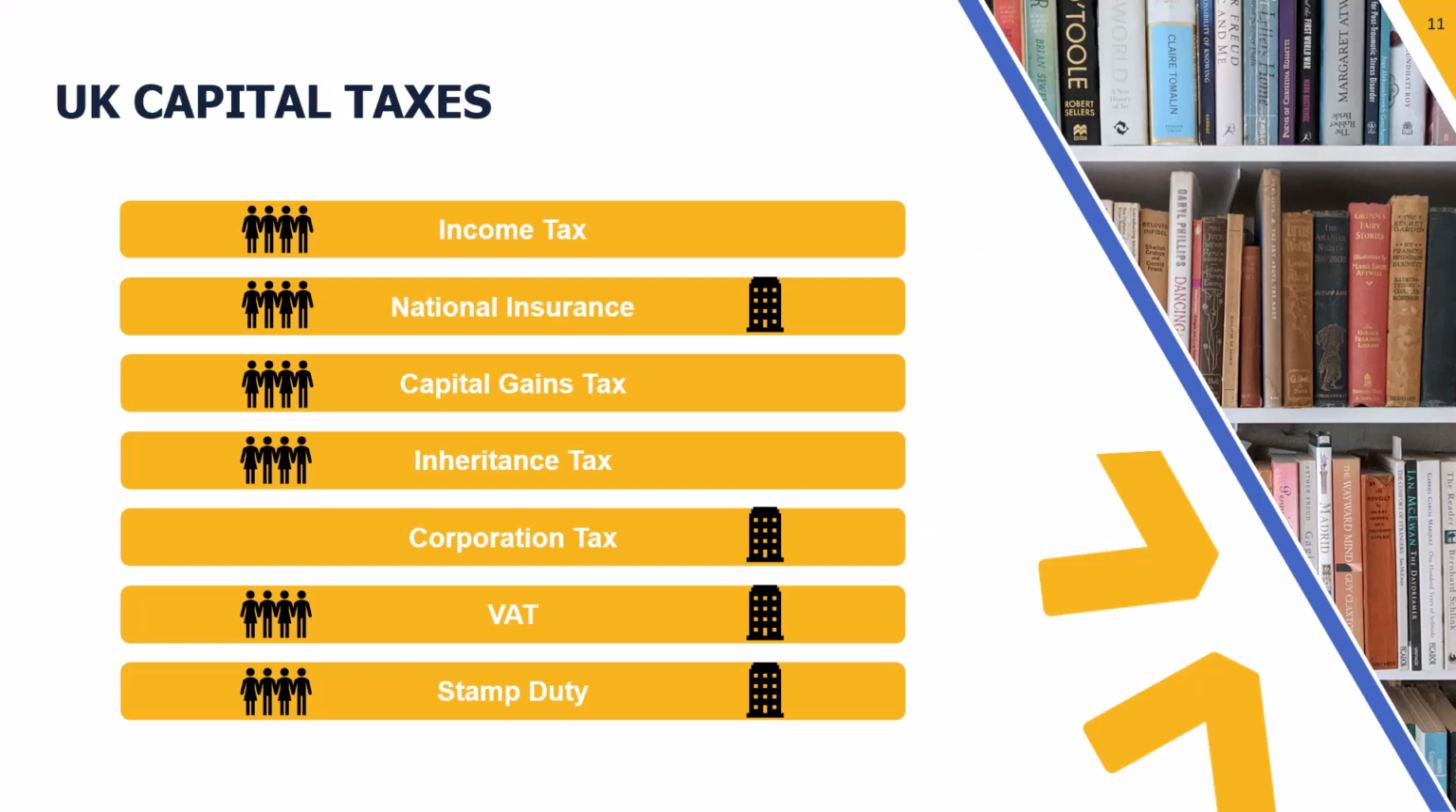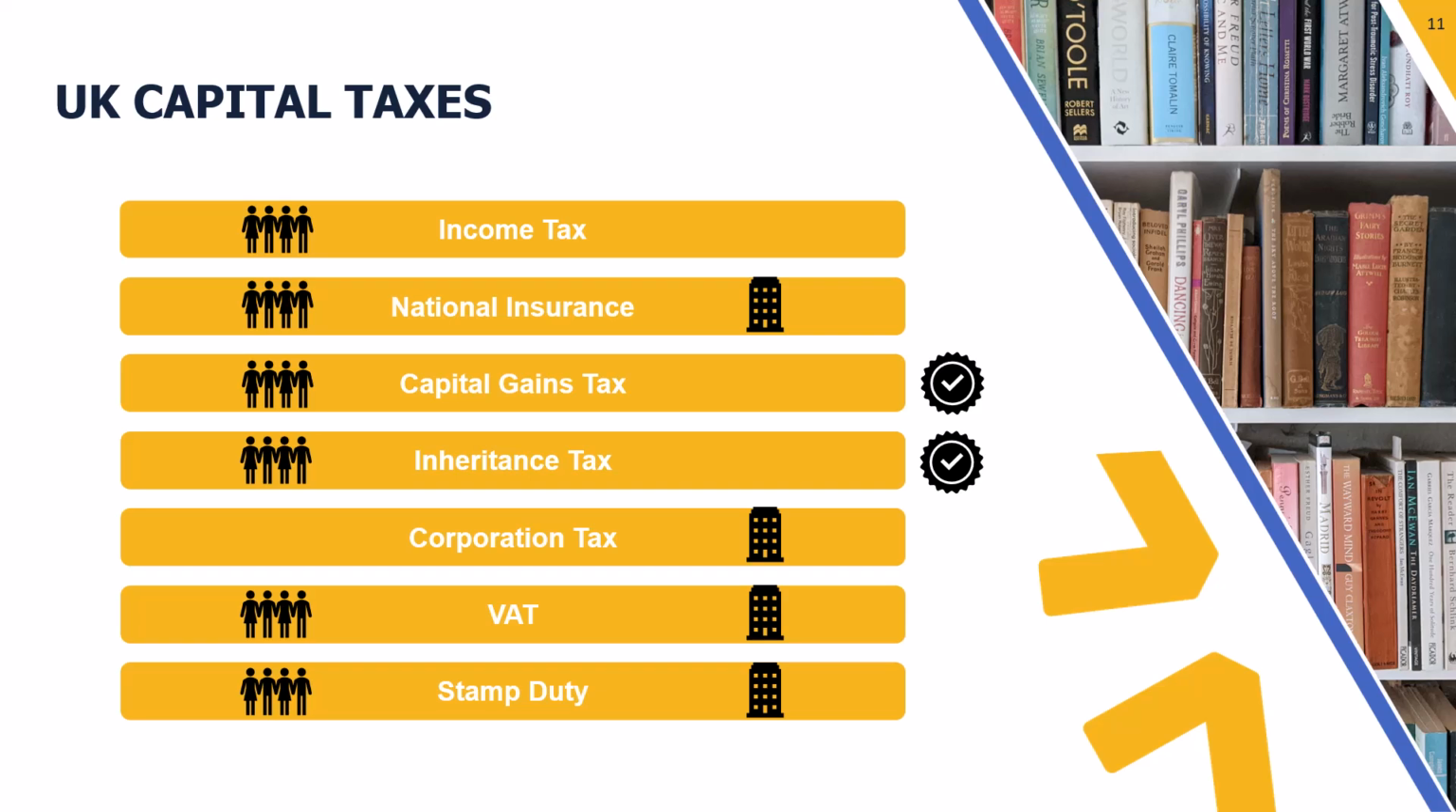Capital taxes, on the other hand, are designed to tax capital wealth. So rather than profits or maybe income, for example, that you've earned from a trade or employment, capital taxes are designed to capture capital wealth. And the examples of capital taxes within the UK are capital gains tax and inheritance tax.